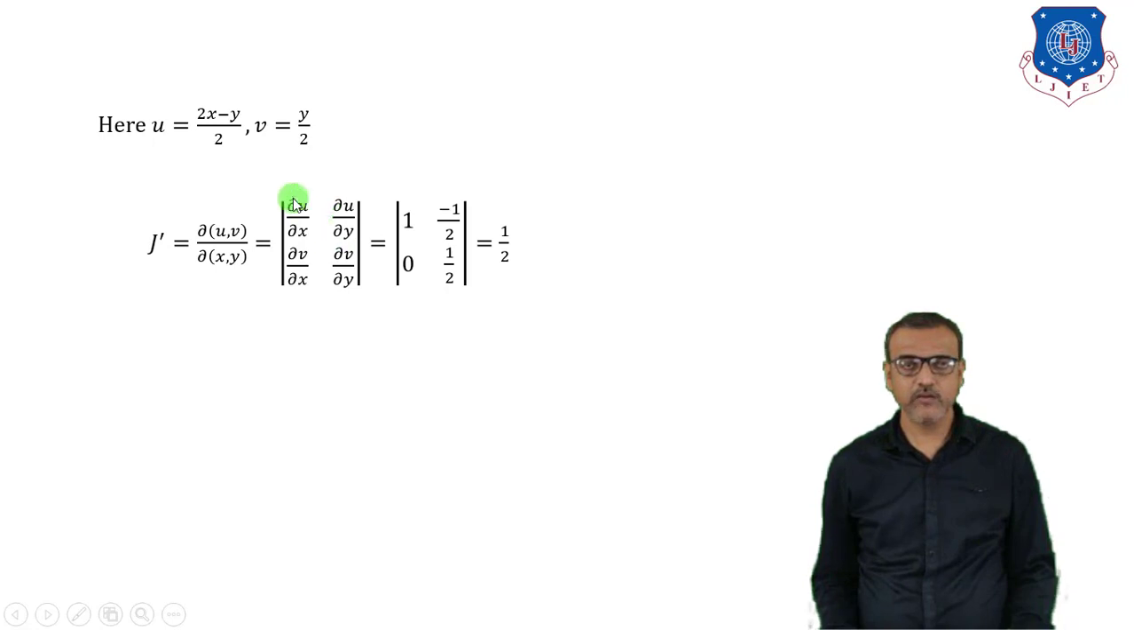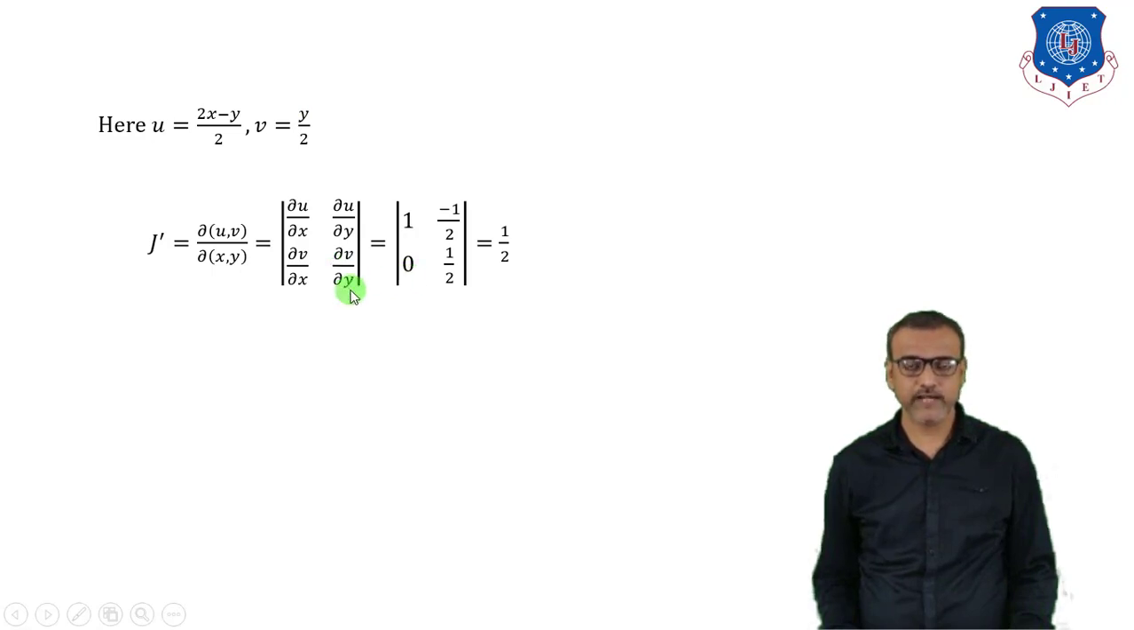Now del u by del y, that is partial derivative of u with respect to y, keeping x constant. Derivative of 2x is 0 minus derivative of y is 1, and 1 divided by 2, it is minus 1 by 2. Now del v by del x, that is partial derivative of v with respect to x, keeping y constant. So y by 2 is a constant, so its derivative will be 0.